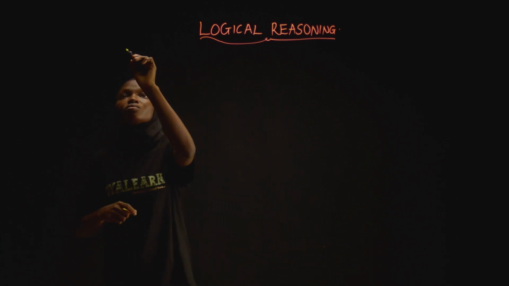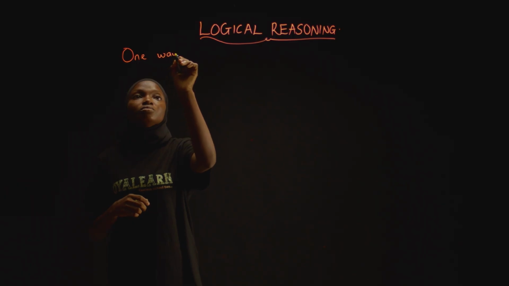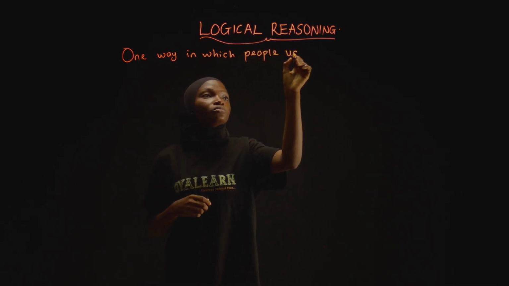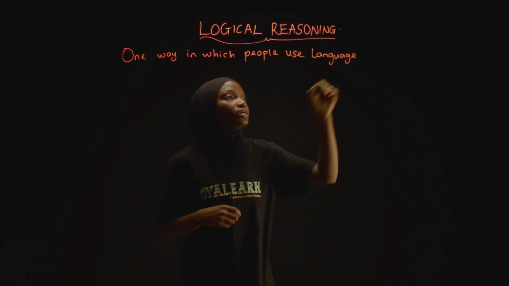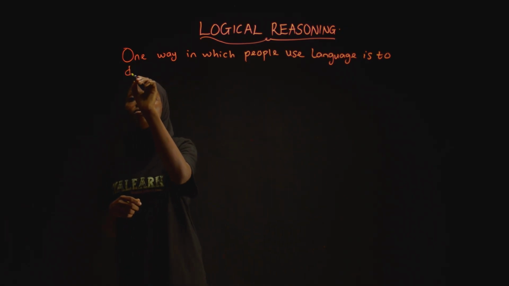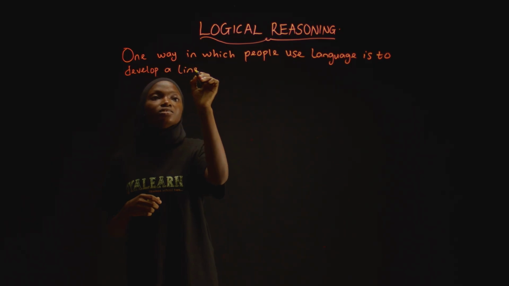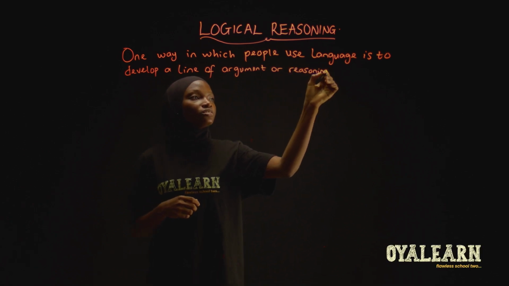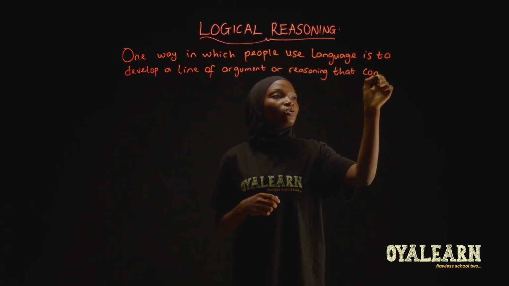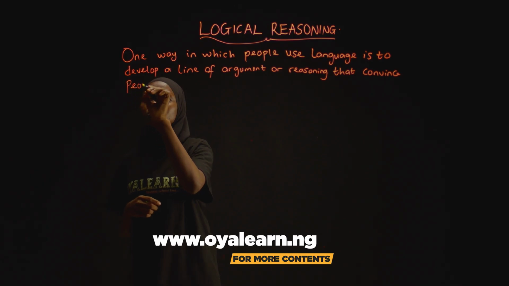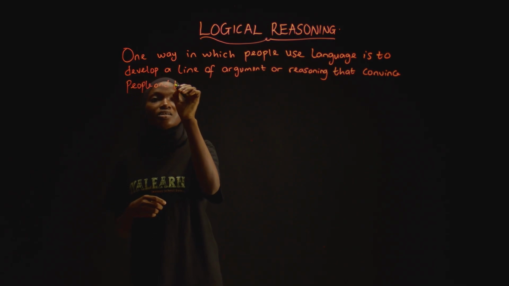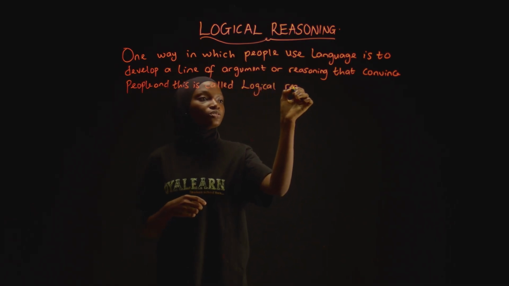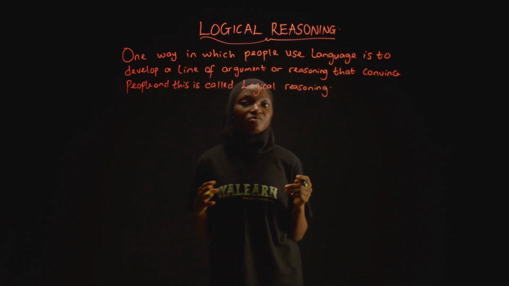Let's write that down. One way in which people use language is to develop a line of argument or reasoning that convince people. And this is called logical reasoning.